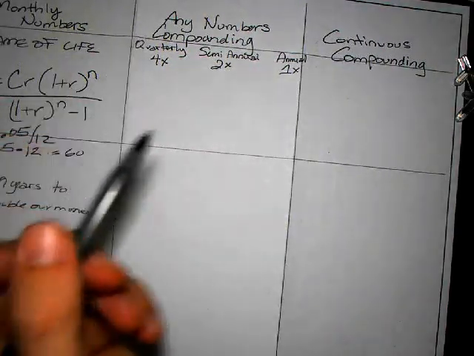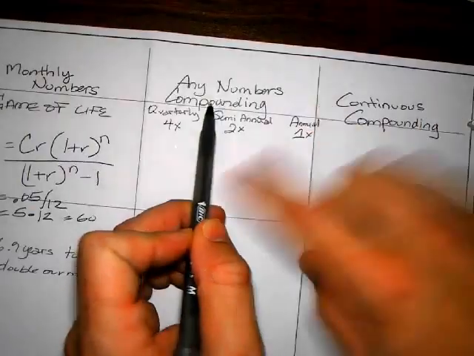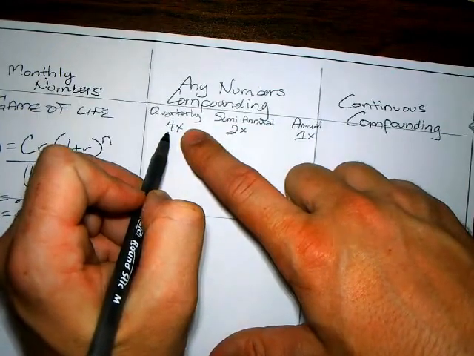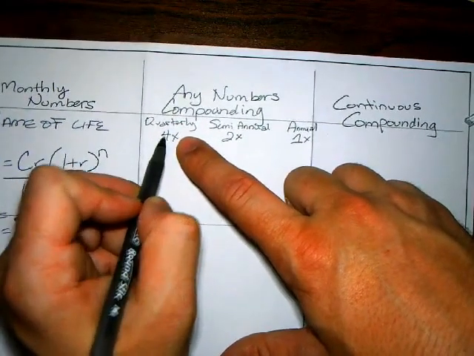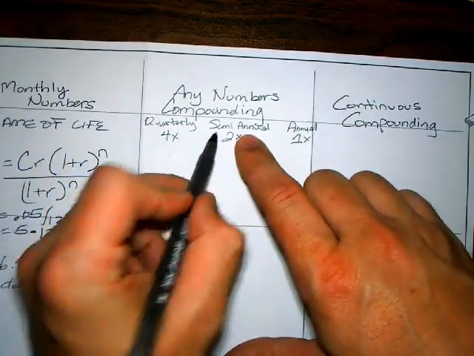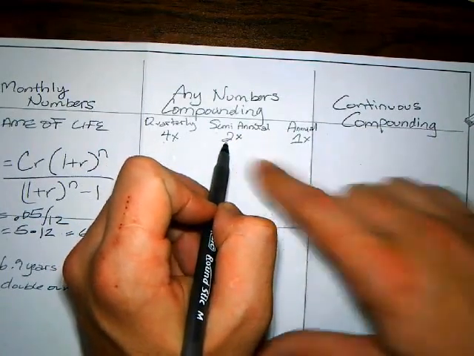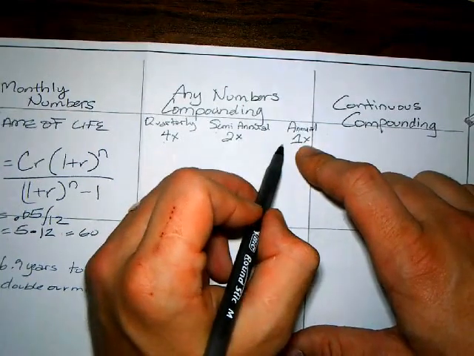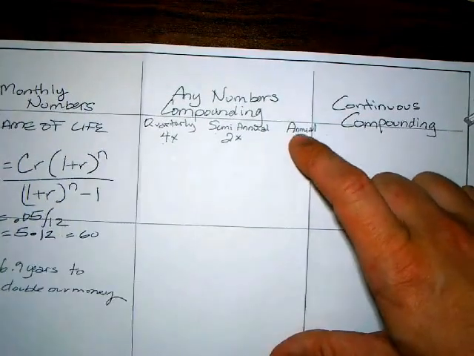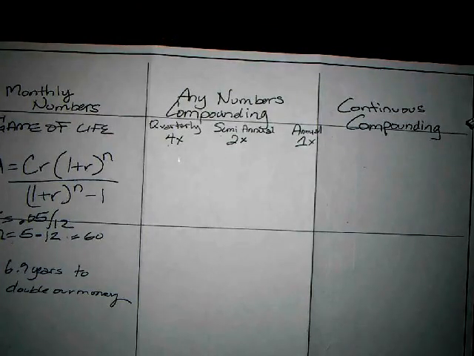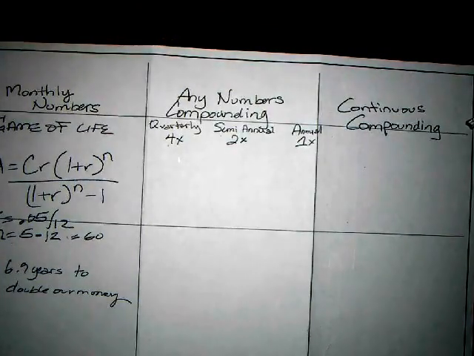And column 2 is going to give us any numbers compounding. So they can tell us that we want to compound it quarterly. How many quarters are in a dollar? 4, and that's why we have it here. They could tell us we're semi-annual, which is 2, right? Twice in a year. They could tell us it's annual, which is 1 time a year. They could even tell us to compound it monthly. If they told me to compound it monthly, what would I put there? 12, right? There are 12 months in a year, just like there are 4 quarters in a year.